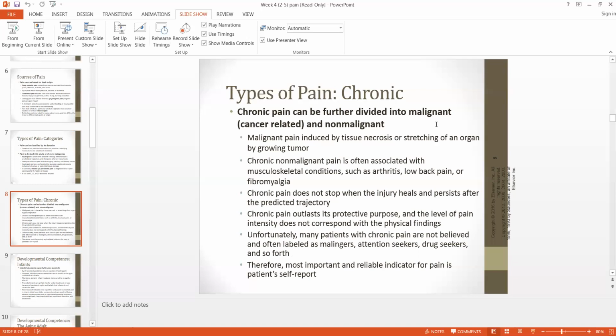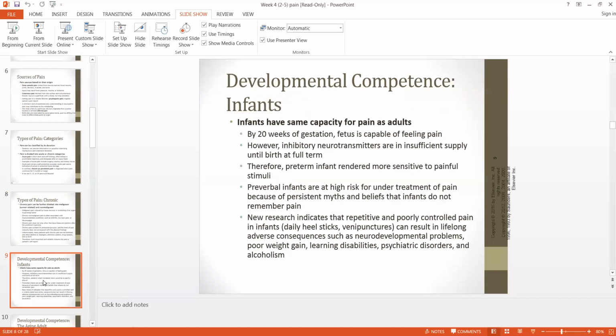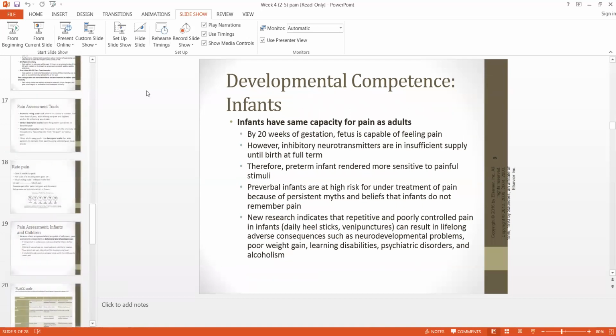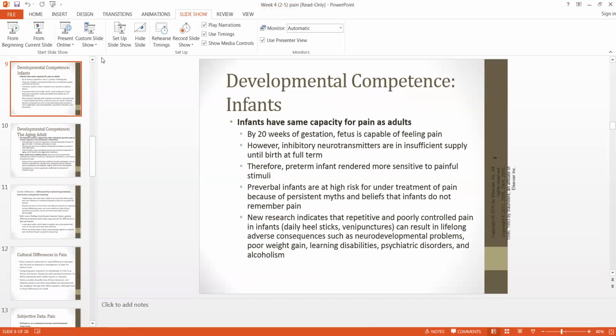So how we assess pain and institute some interventions, which we're not going to talk too much about now because we're in health assessment, but the kind of pain that they have would determine how we're going to be treating it. So the most reliable, important indicator for pain is that person's self-report, which we have to believe. When they say they're in pain, they're in pain. When they say they need drugs for the pain, however, that might not be what we are going to be treating. So, developmental competence, infants.